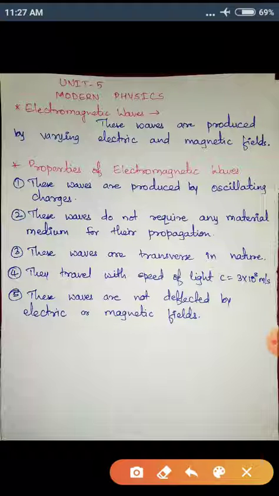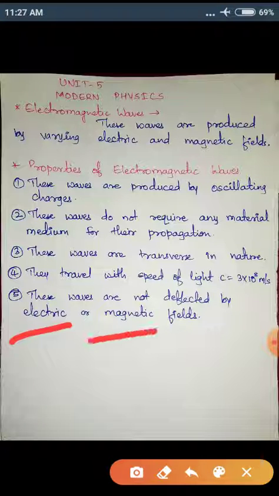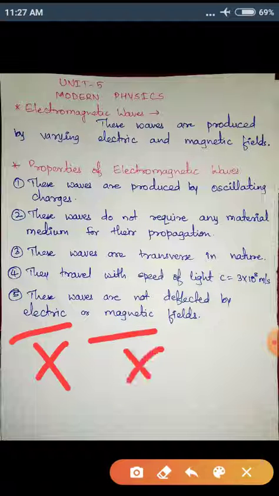Then the fifth point is these waves are not deflected by electric or magnetic fields. The electromagnetic waves are not deflected by electric fields or magnetic fields. But if there is only one single electric field or magnetic field, they will be deflected by each other. But electromagnetic waves are neither deflected by electric field nor by magnetic field. So these are the characteristics of electromagnetic waves.